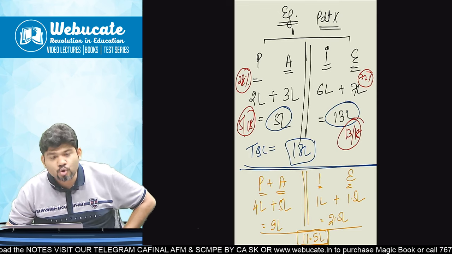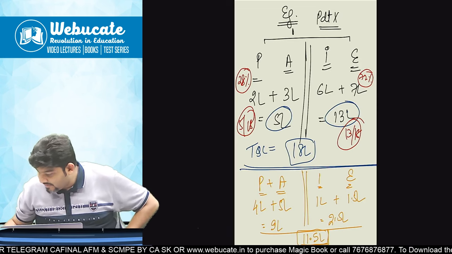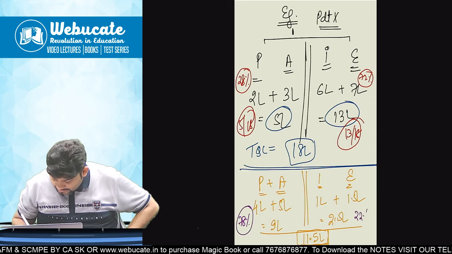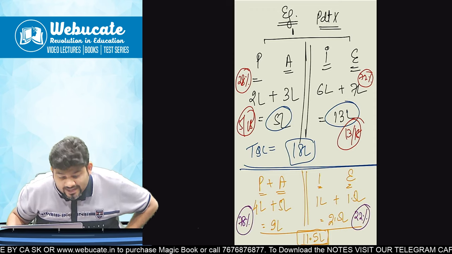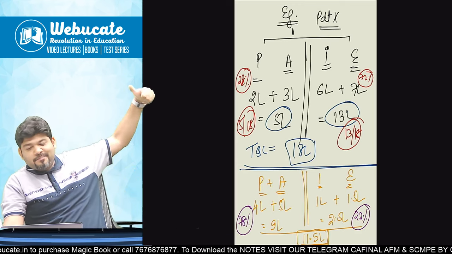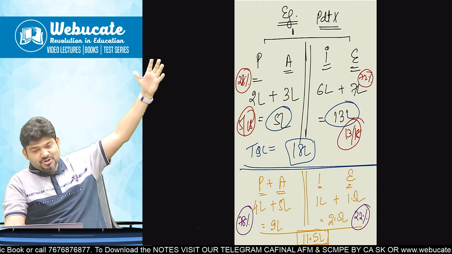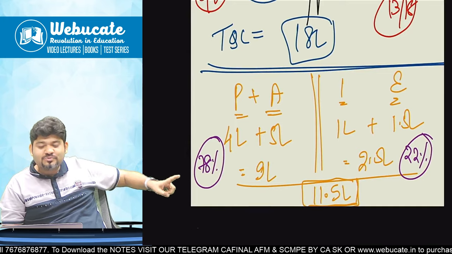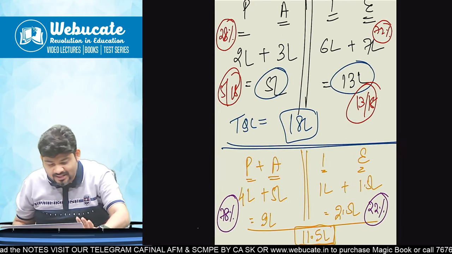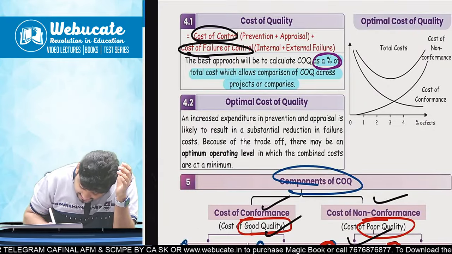Cost has reduced to 11.5 lakhs. Now if I see 9 divided by 11.5, it is approximately 78%, and here it is approximately 22% of total cost. Now the difference: when your prevention appraisal cost was low, your internal external failure cost was very high. You realize that, you improved on that, and now see, once you increased it to 78%, look at the internal external failure gone down to a very, very considerable extent, right? So this is what we say, as a percentage of total cost.